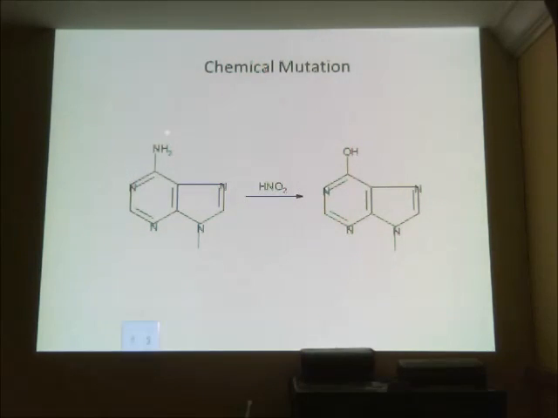Now adenine pairs with thymine, the pyrimidine. But this base here no longer pairs with thymine. It actually pairs with cytosine, the other pyrimidine. So this pairs with a C. Where you'd expect a T to be inserted into the copy here, instead of getting a T, you're going to get a C once this base pair is modified.